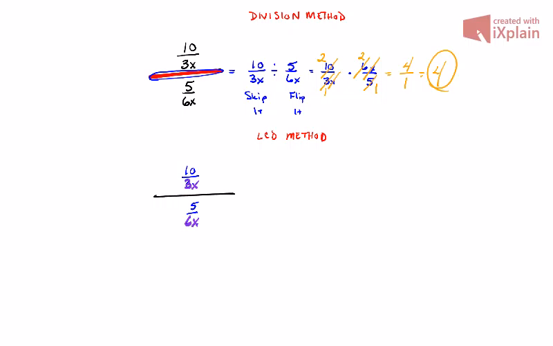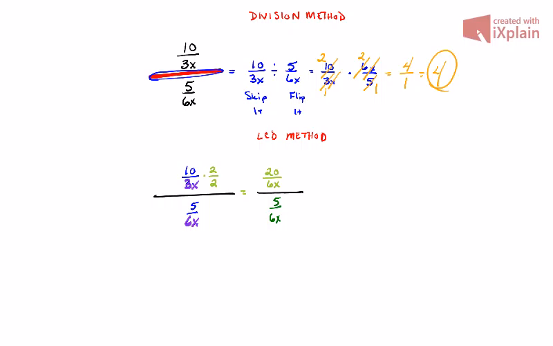Well, what I can say here is, if I were to multiply this top rational expression by 2, 3x times 2 would give me 6x. So I can rewrite this problem so that it's 20 over 6x. And I don't have to make any sort of adjustment to 5 over 6x. It already has that least common denominator of 6x. So I'm just going to leave that alone and say that this is 5 over 6x.